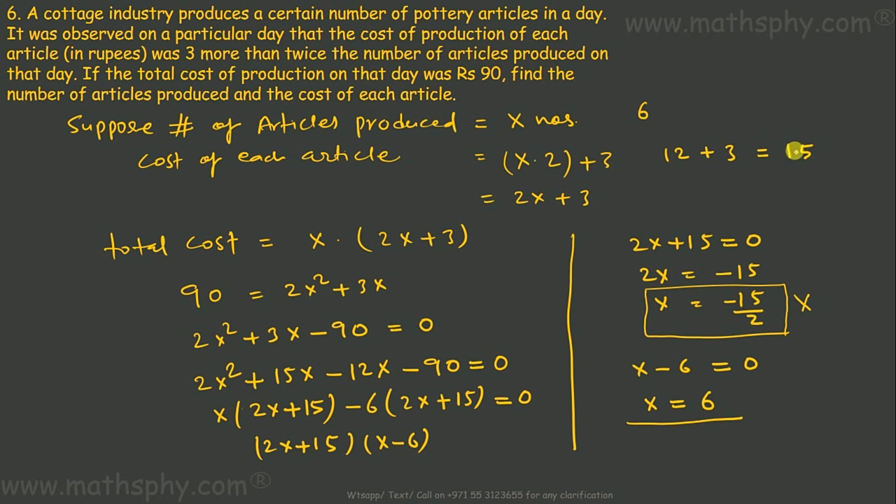If you multiply 15 into 6, it gives you 90. That's given here: the total cost of production on that day was 90. 15 into 6 is 90, and 15 is 3 more than twice the number of articles produced. So that's the answer here. Number of articles 6, cost 15 per article. Alright.